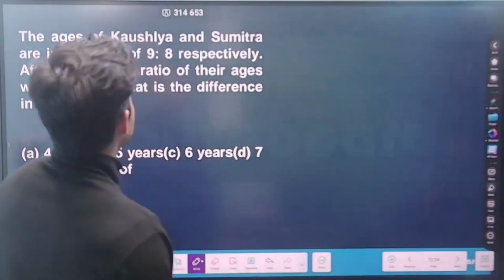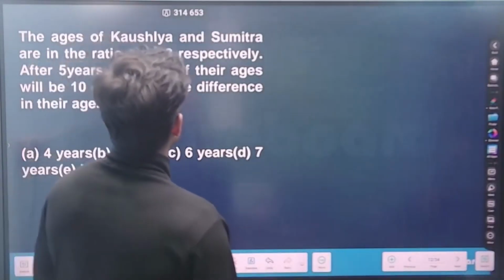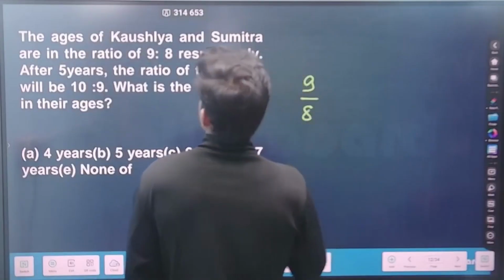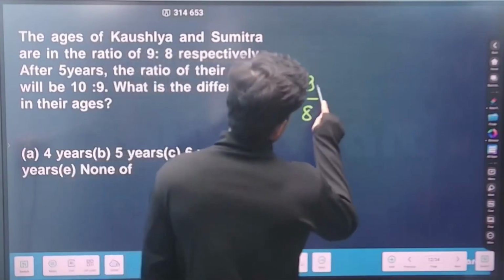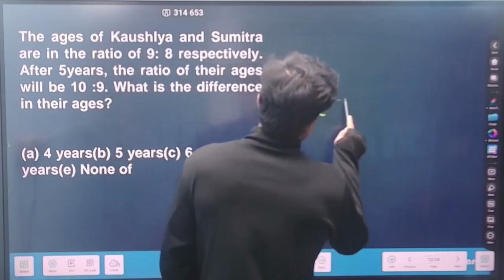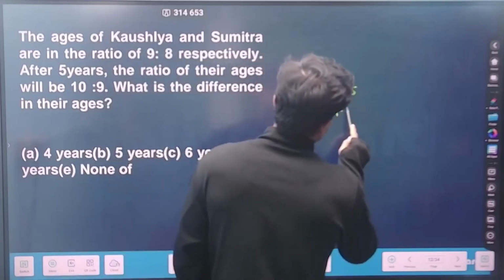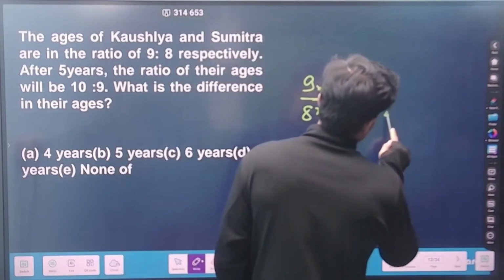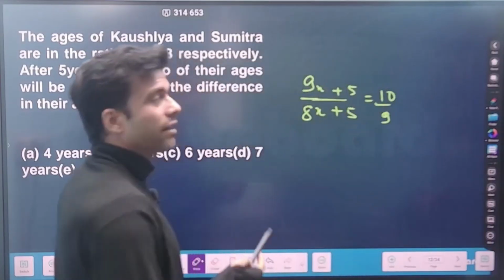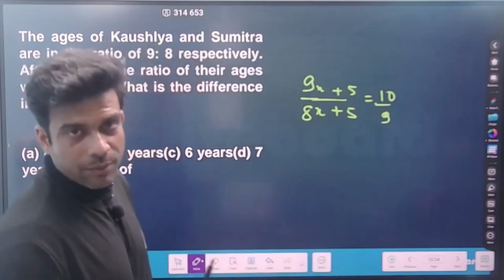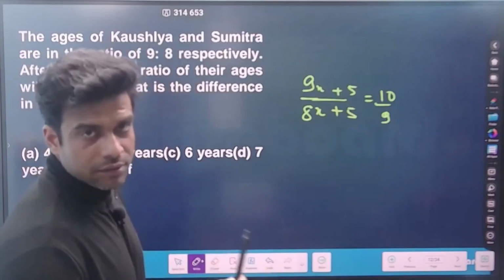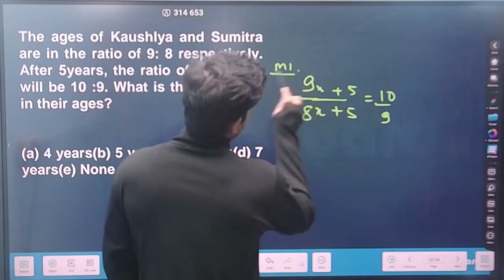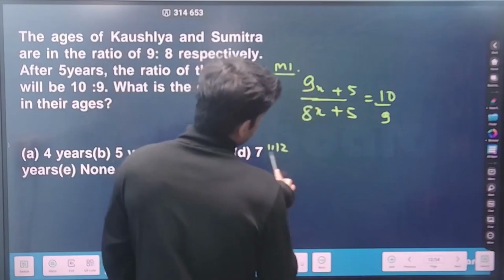The ages of Kaushalya and Sumitra are in the ratio of 9:8. After 5 years, plus 5 and this is plus 5, the ratio becomes 10:9. Cross multiply and it will be formed. If you do the cross multiply, you can understand. This is the method number 1. Let me guide you. This is the method number 2.